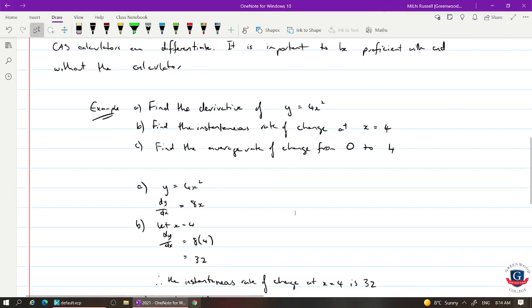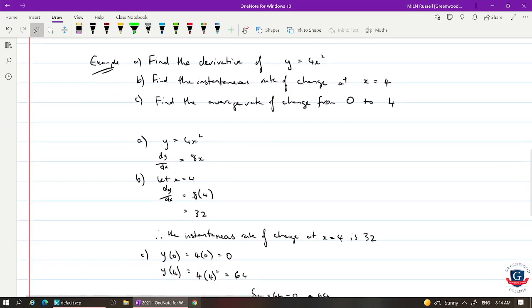So let's have a go at that. We know that the derivative of 4x squared is 8x. We can just do that on paper. We could let x equal 4, substitute that into the derivative, and find out the derivative is 32. That's easy enough. That would tell us the instantaneous rate of change at x equals 4 is 32.